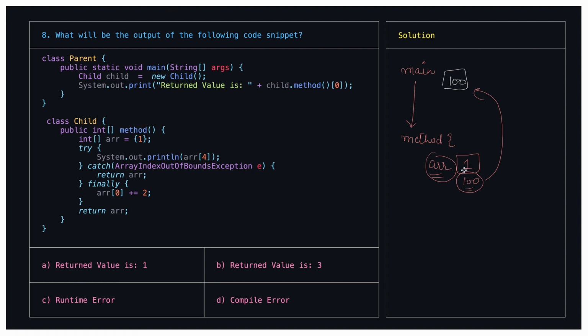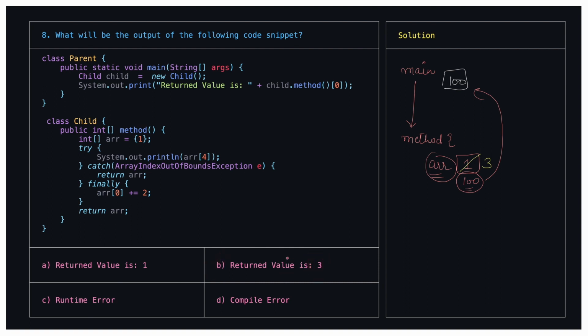So it will go to 0th index, and it will update its value by 2, which is 3, right? Is the execution completed? Yes, the finally block has been completed. That means execution of this method has been completed. Now this child dot method is holding 100 because it is the return value which has been returned by the method. And now it says print the 0th value of 100. So 100 is the base address of the array and the value on that address is 3. So in this case the value printed will be 3.